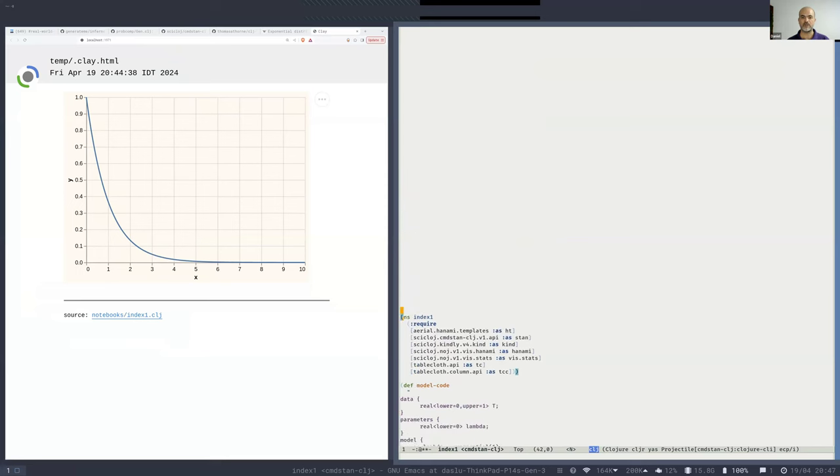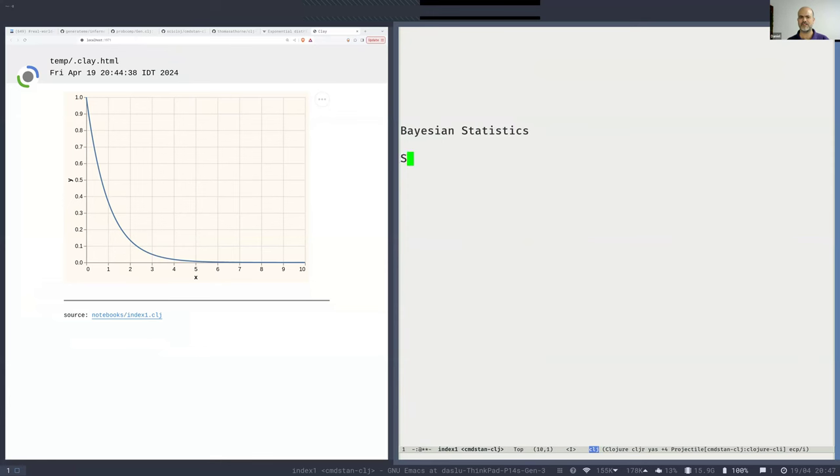We will talk about Bayesian statistics and about Stan, which is a language for probabilistic programming and Bayesian statistics, as they call it. And yeah, so what is it about?